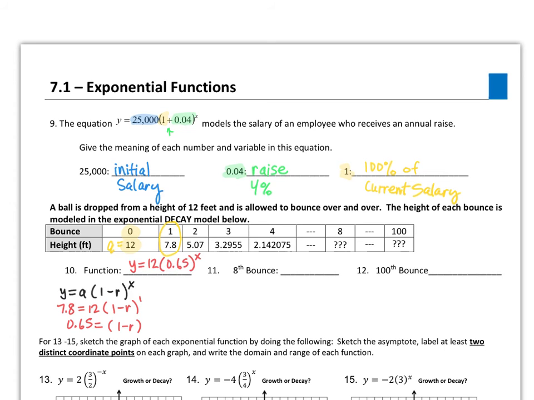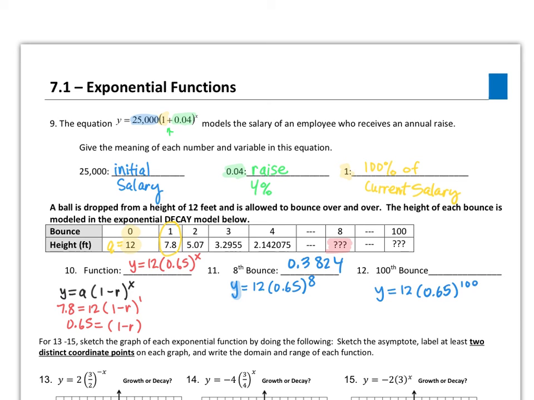So now, eighth bounce. I'm trying to find out this piece. That means all I've got to do is plug x of 8 into my equation. I already have the equation. So y is equal to 12 times 0.65 to the 8th power. And if you do all that lovely math, I believe you get 0.3824.